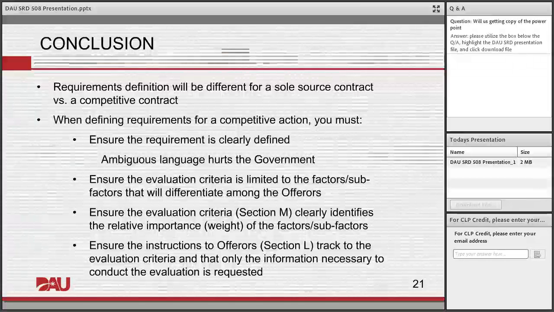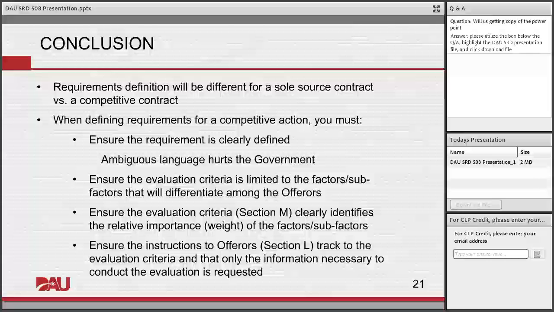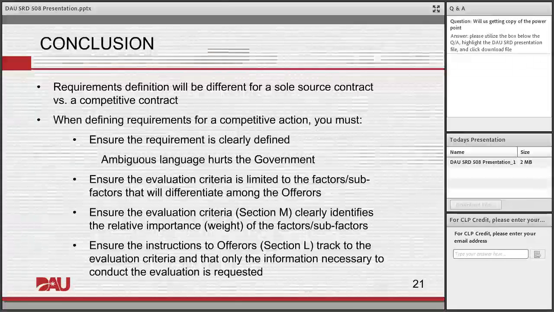Yes. Can we do firm fixed price with all three requirements? And I didn't get the rest of her question. Let's see if I can. Well, let me go ahead and be working on that part while you're doing that. That's a good question, and I will give you the DAU answer.